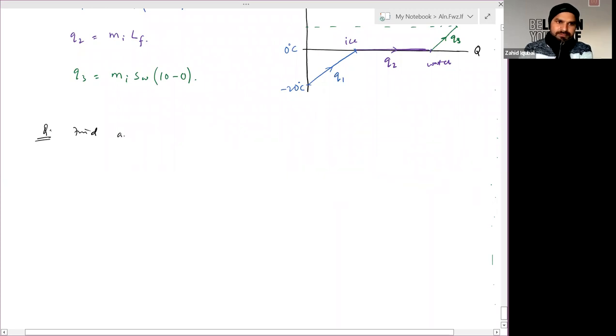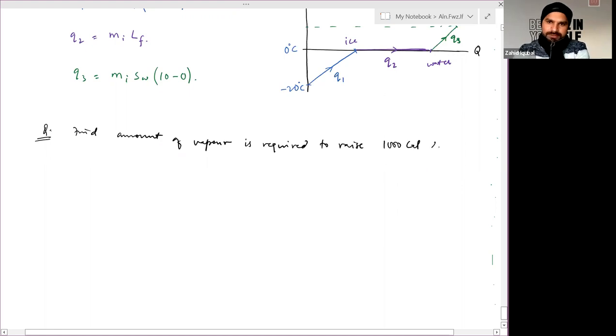Find the amount of vapor, or mass of vapor, that is required to raise 1,000 calorie heat on reaching finally to 10 degrees Celsius.